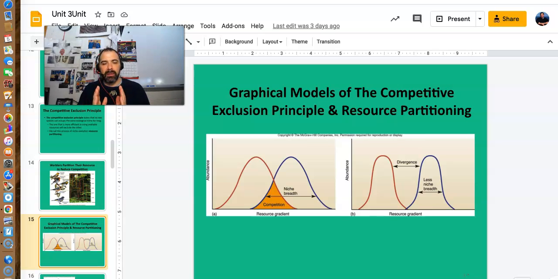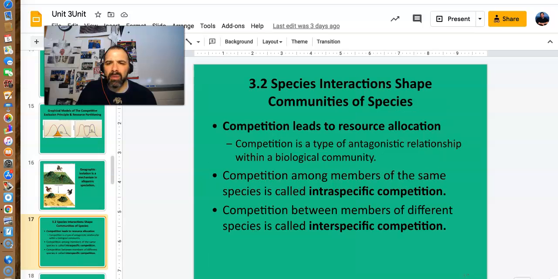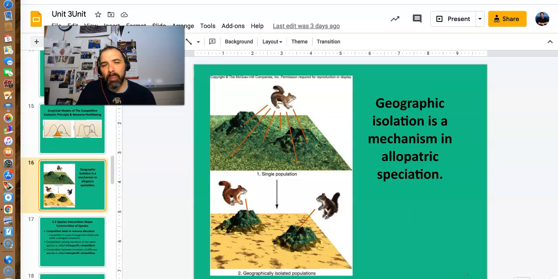So what that divergence means is that the red and the blues got narrowed. And so by reducing this competition here, they're going to be better suited for survival. I don't know why this geographic isolation is in there, it should not be. I kind of removed all of the speciation stuff, but that can show you how resource partitioning and competitive exclusion principle can lead to evolution of new species. Well, I guess I can leave it there.